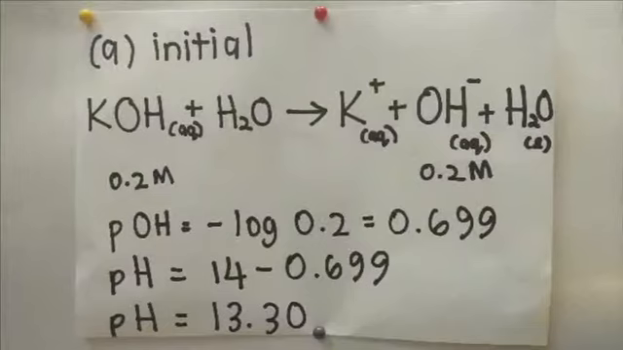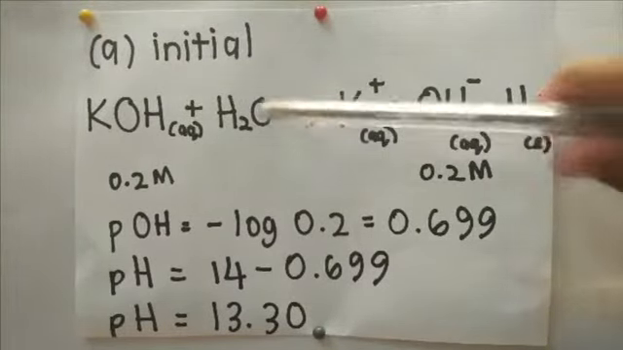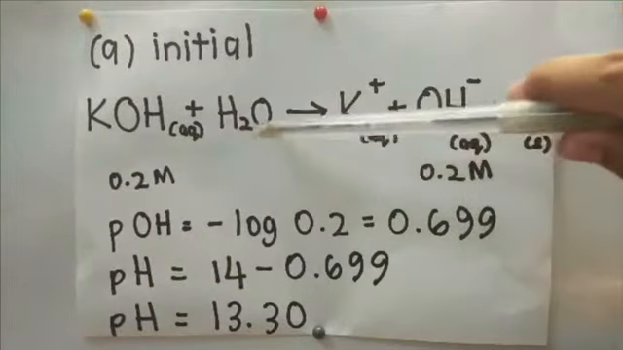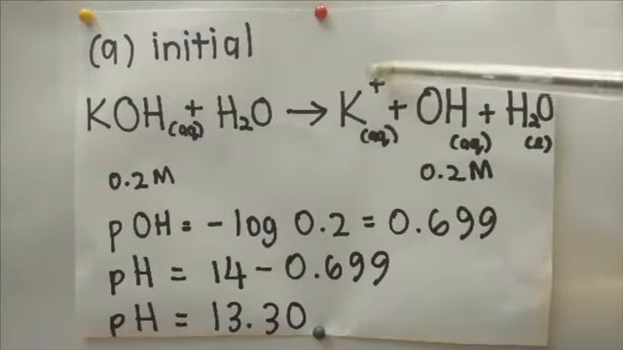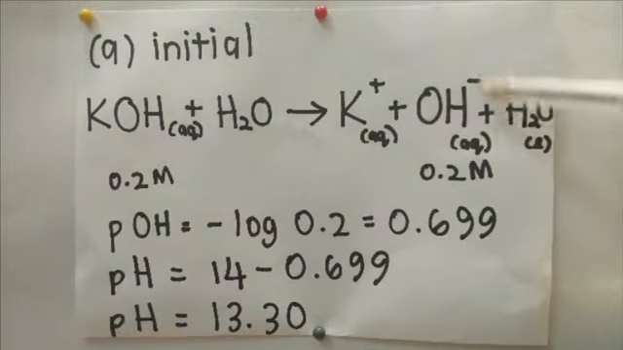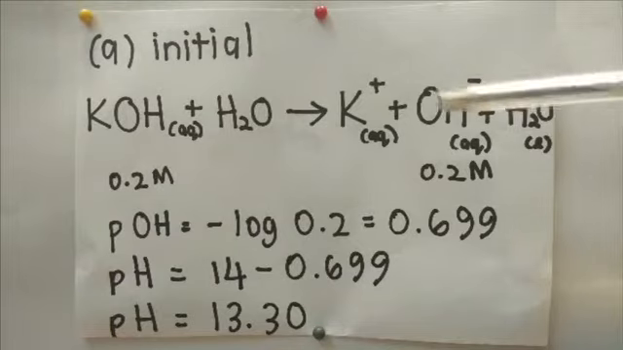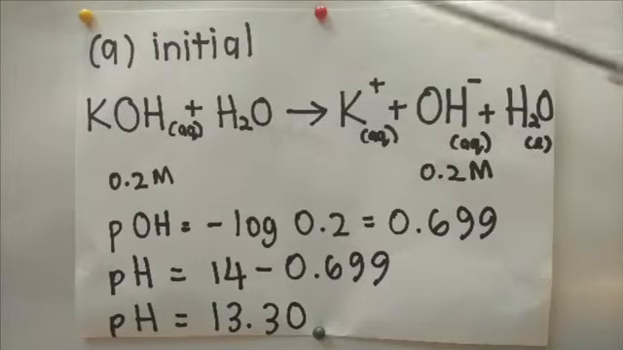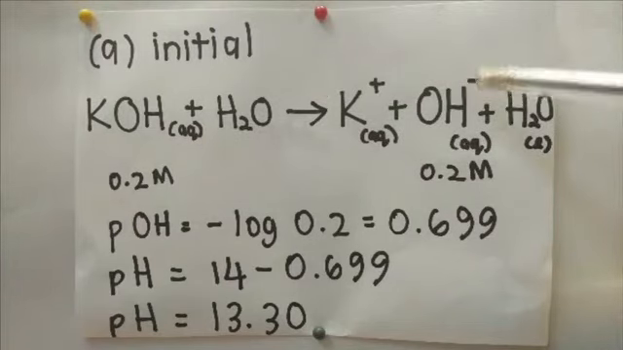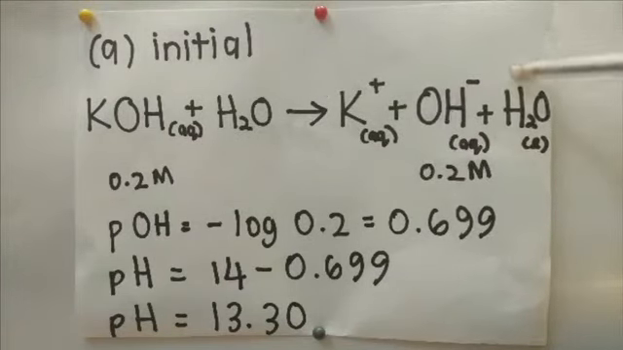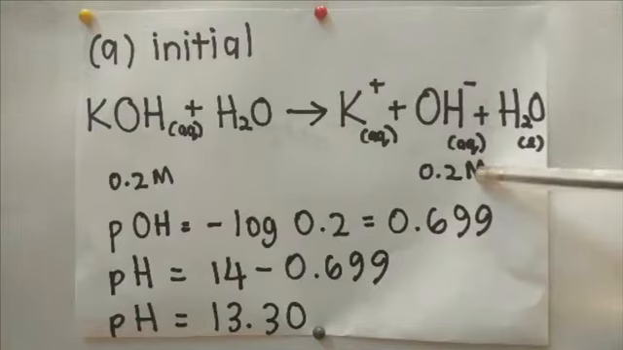Question A. In the initial state, no titration has occurred. So, KOH will completely dissociate in water and produce K+ ions, OH- ions, and H2O. As KOH is completely dissociated in water, the concentration of KOH will have the same value as the concentration of OH-, which is 0.2 molar.